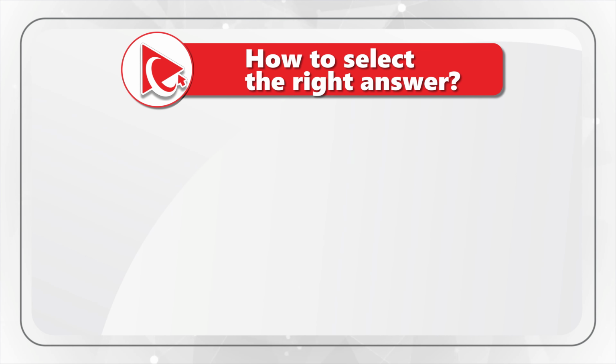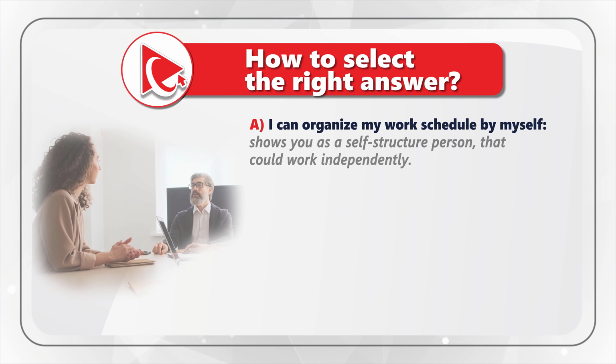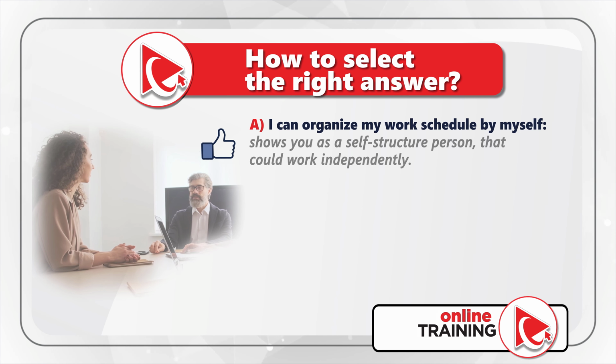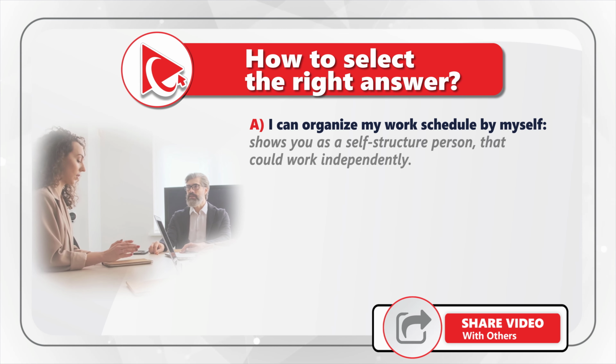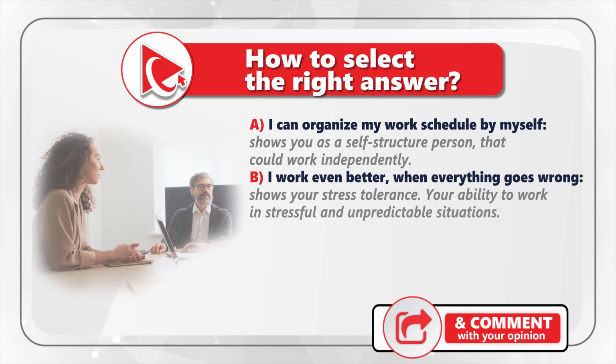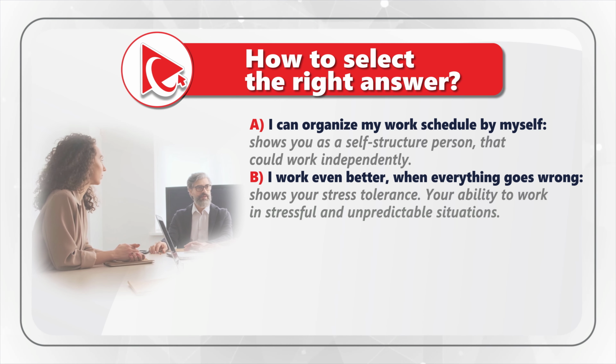Let's start by looking at the choice A. I can organize my work schedule by myself. If you choose this answer, it would show that you're a self-structured person that could work independently. Choice B, I work even better when everything goes wrong, shows your stress tolerance, your ability to work in stressful and unpredictable situations.